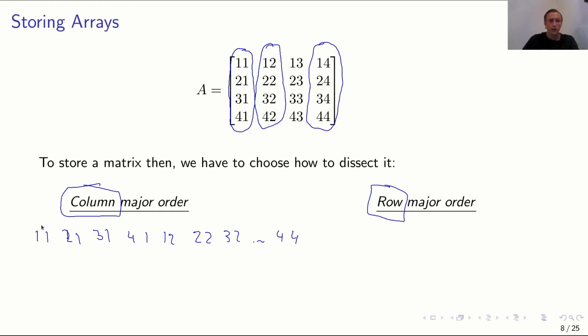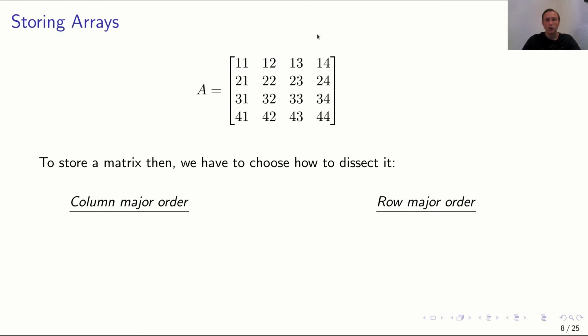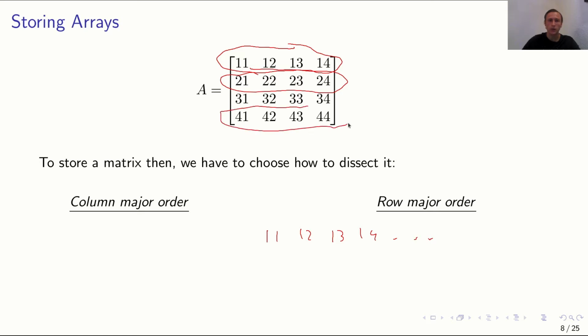Now, if this is how we store it in column major order, obviously storing it in row major order, we're doing the same thing, but now row by row. So we start storing the value 11, then 12, then 13, then 14, then comes 21, 22, 23, 24, continuing in this manner until we get to our final element of 44 again.